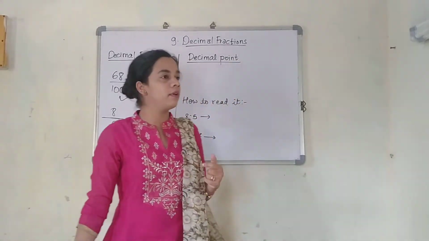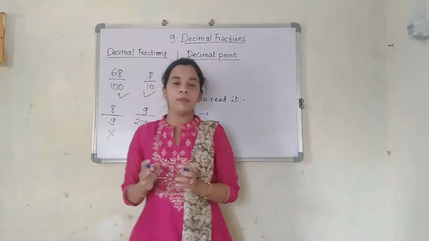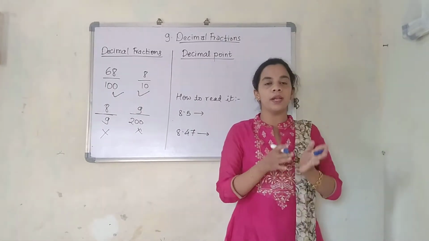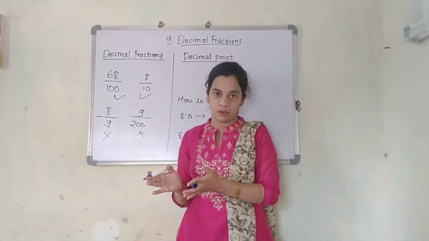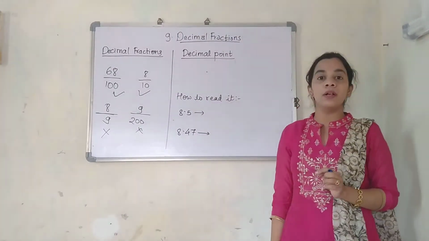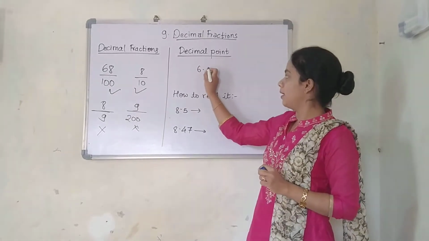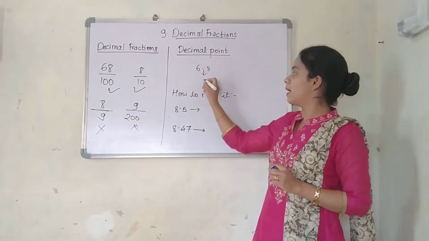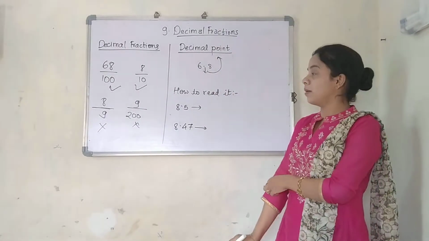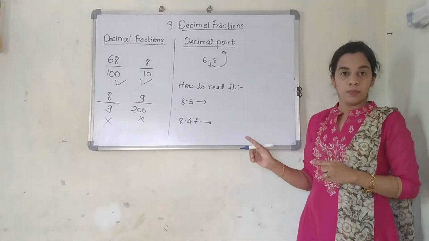Okay? So, next part we are going to see about the decimal point. Now, you will learn how to convert a decimal fraction into decimal point and decimal point into decimal fraction. So, decimal point is the point which is given between two numbers. For example, if I have told you 6.8, this point which is there, that is only called as decimal fraction. Sorry, decimal number. Okay? So, it is called as decimal point.